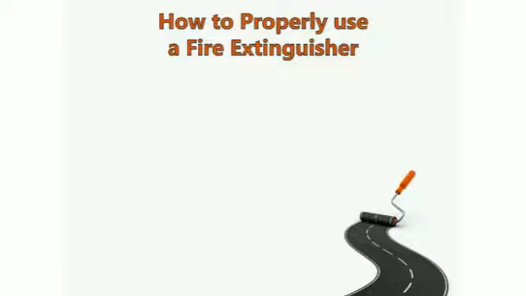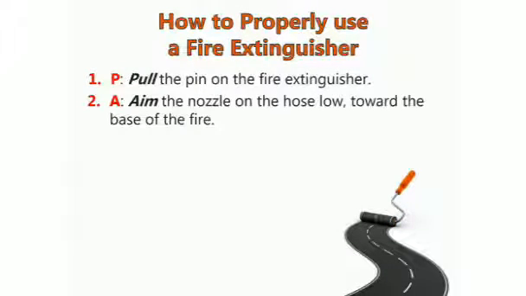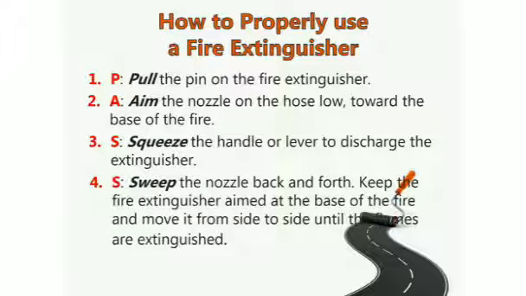PASS. How to properly use a fire extinguisher. P for pull the pin on the fire extinguisher. A for aim the nozzle of the hose low towards the base of the fire. S for squeeze the handle or lever to discharge the extinguisher. S for sweep the nozzle back and forth. Keep the fire extinguisher aimed at the base of the fire and move it from side to side until the flames are extinguished.